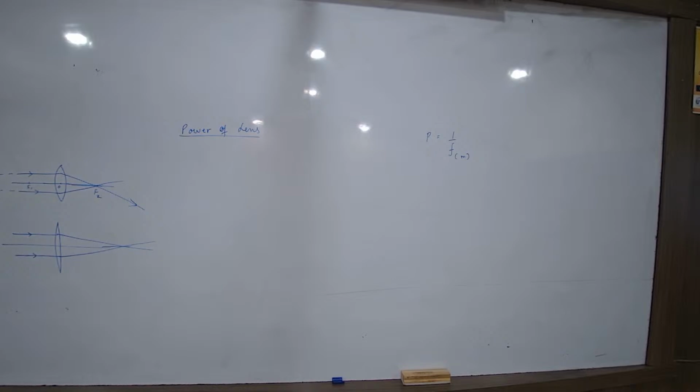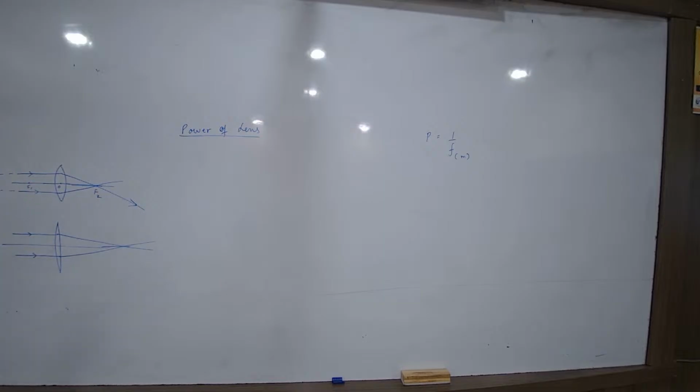In meters, I want it in meters. Divide. So you have 100 centimeters equal to 1 meter. So 20 centimeters is equal to 20 upon 100. So how much is it? 0.2. Did you understand? So it is going to be 0.2 in meters.